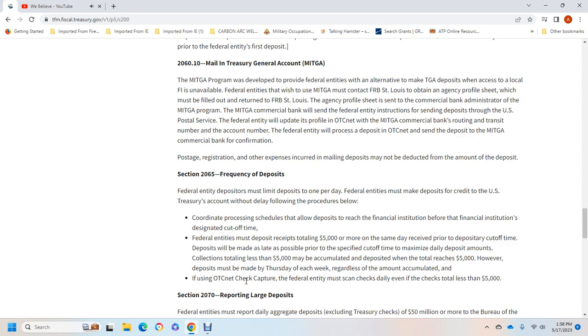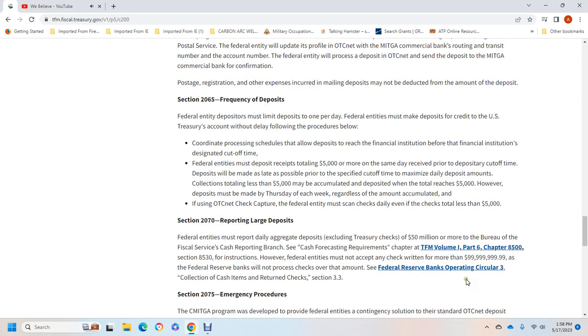If using Over-the-Counter Net check capture, the federal entity must scan the checks daily, even if the checks total less than $5,000.